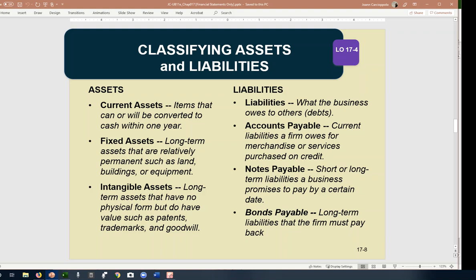Then we have the list of liabilities by classification. First is what the business owes to others, all of the business's debts. Next is the accounts payable. These are current liabilities a firm owes for merchandise or services that have been purchased on credit. Notes payable are short or long-term liabilities a business promises to pay by a certain date. And bonds payable, which is long-term liabilities the firm must pay back.